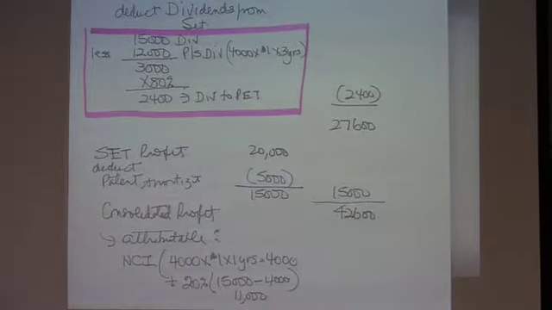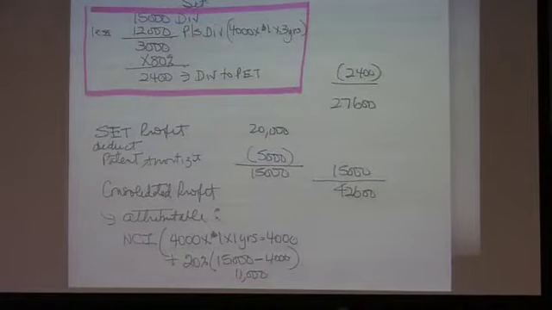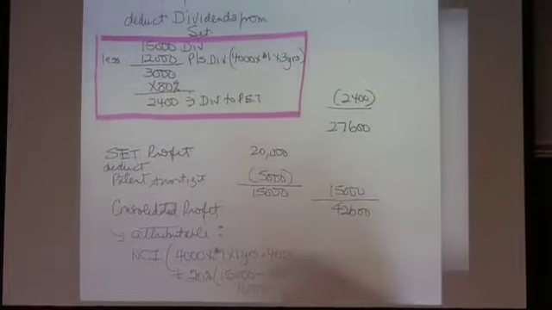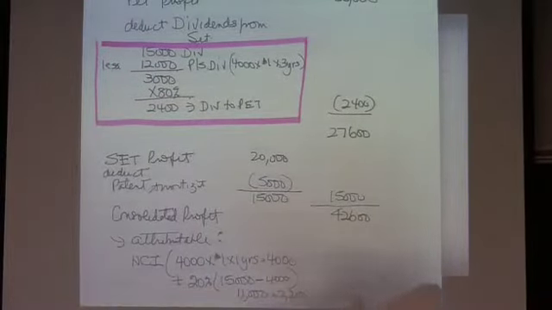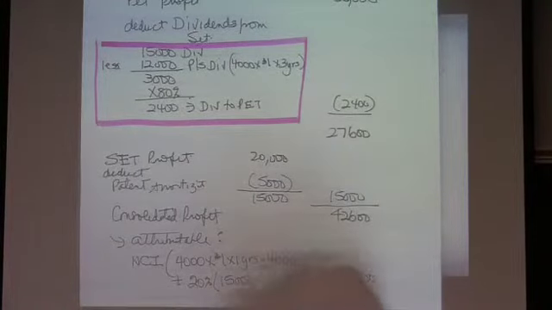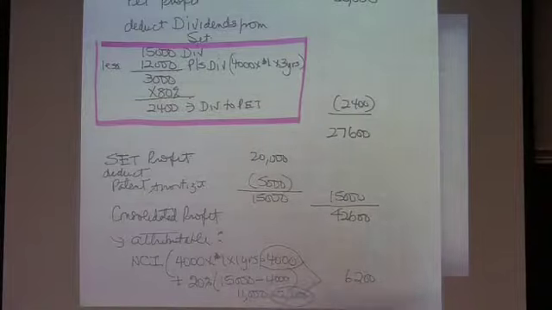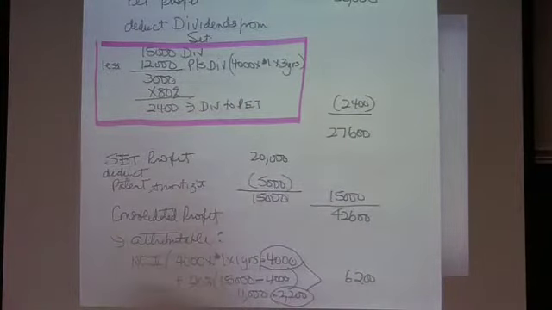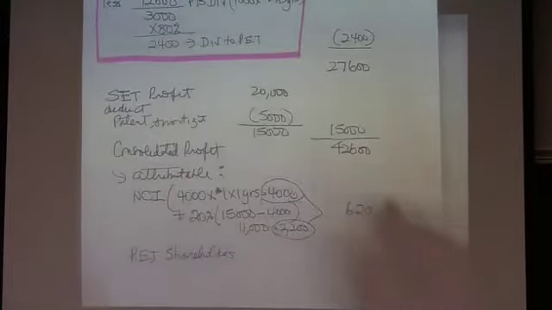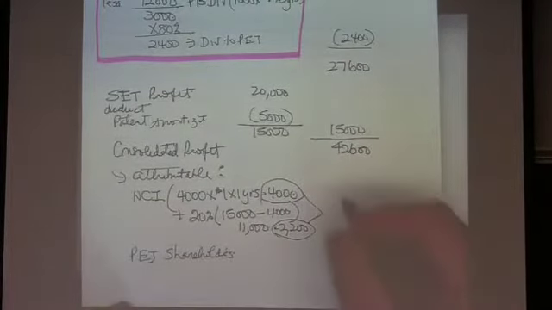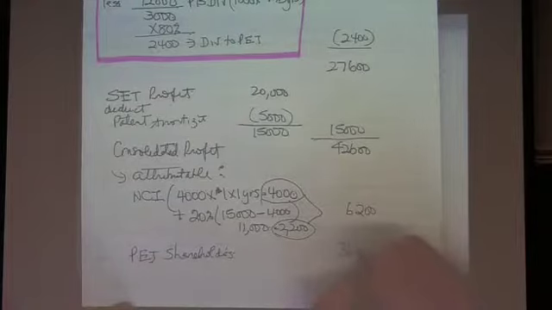11,000 times 20% is 2,200. So that's 6,200. So it's these two numbers that we want. And therefore, PET shareholders is going to be the difference between the two, which is 36,400.